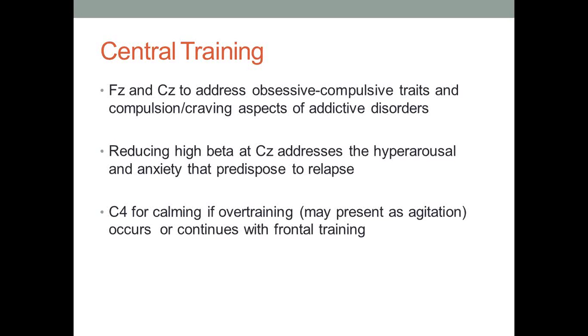C4 for calming, if overtraining, may present as agitation occurs or continues with frontal training. And I've actually even started doing more right parietal P4 for calming, basically doing what we would refer to as an SMR protocol on the motor strip, enhancing 12 to 15 hertz and inhibiting 20 to 30 and 2 to 7. It seems that, through the parietals, you've got a better connection with the body, and you get some fairly strong relaxation from that.